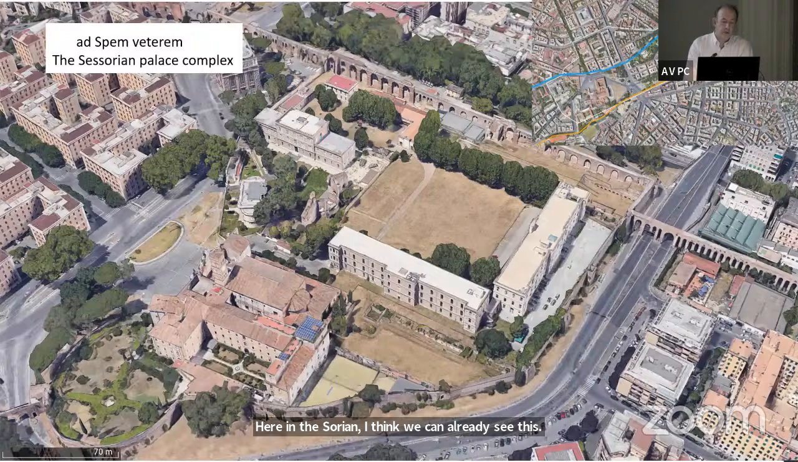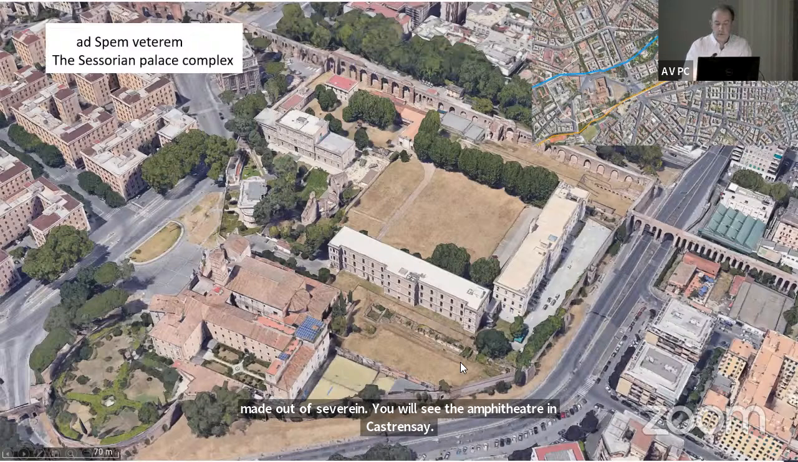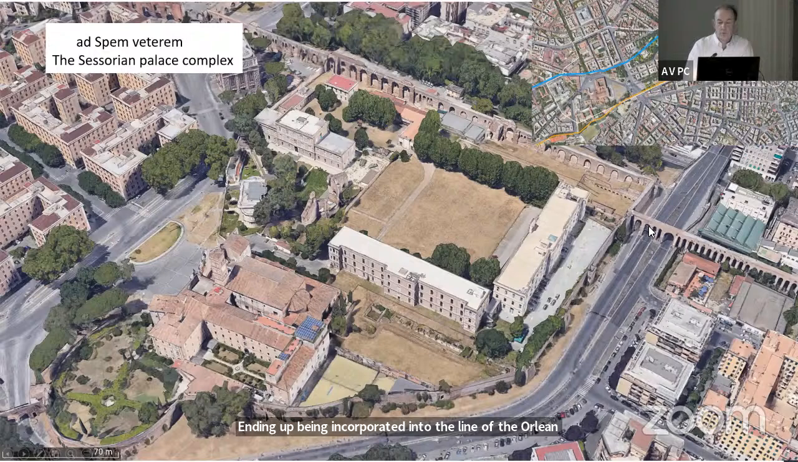You will see here the basilica, which itself is substantially made out of Severan fabric. You will see the Amphitheatrum Castrense, ending up being incorporated into the line of the Aurelian Wall. And if your eyes are very good, you will also see elements of what was the largest circus for chariot racing ever built in Rome, the Varian Circus. Over here, for fans of aqueducts, and I know there are many, you can see how the aqueduct system ends up being incorporated into the Aurelian Wall's defensive circuit.